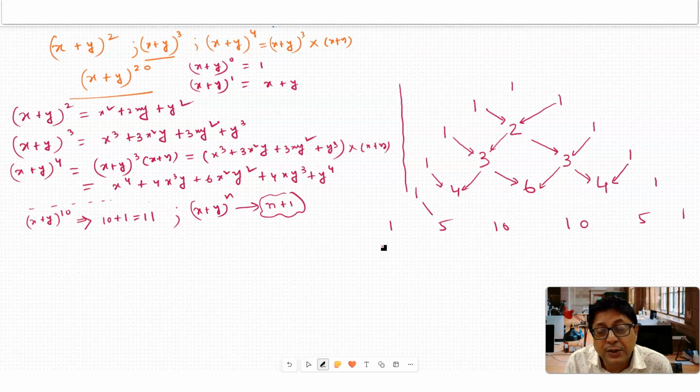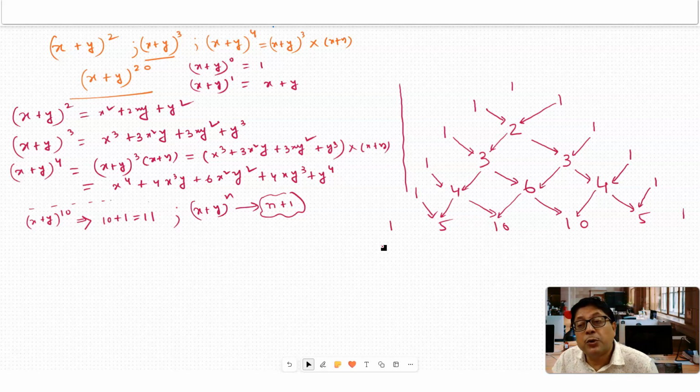You understand? These 1 and 4 added to give 5. These two are added to give 10. These two are added to give 10. This one and this one added to give 5. Clear? So, can we write the expansion of x plus y to the power 5 now?